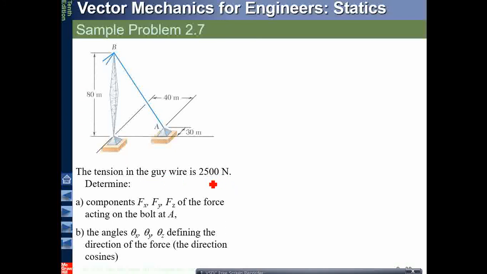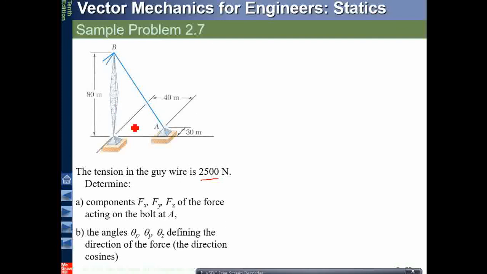The guy wire has a tension of 2500 newtons. These are some practical problems really. For example, this is kind of an electric pole, and you might have seen many of the electric poles around us are usually tied by these guy wires, tension wires, so that during high winds these poles should not come down or get damaged. So to give them additional support, some guy wires are required.